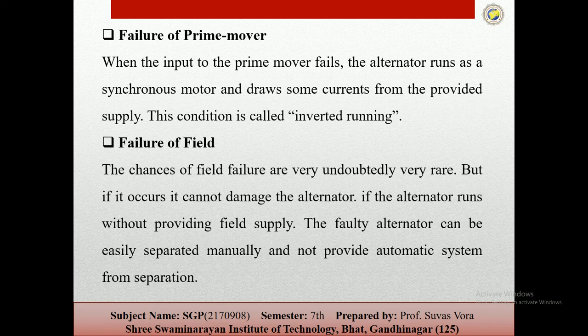Now the failure of the field. So the chances of field failure are undoubtedly very rare, but if it occurs it can damage the alternator, because if the alternator runs without the field supply, the faulty alternator can be easily separated manually, and there is no automatic system provided for the separation. यानी कि वाइब्रेशंस होना स्टार्ट हो जाता है क्योंकि एक फील्ड जो है वो फेल हो जाती है तो प्राइम मूवर अपने आप कहीं कोई भी डायरेक्शंस में घूमता है और डैमेज हो जाता है.